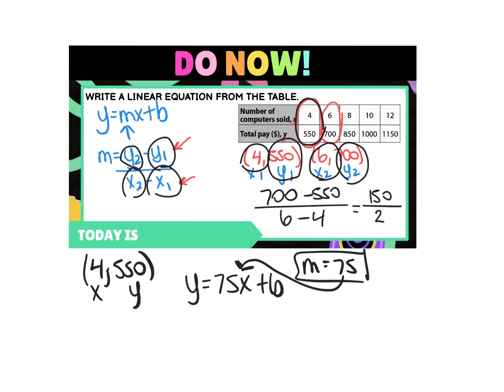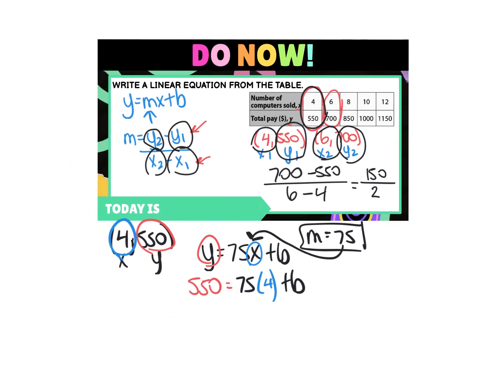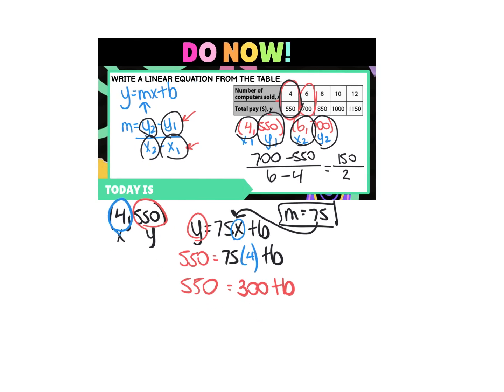Then we're going to take our y and replace it with 550. Substitute. Y comes out. 550 goes in. Then we keep our 75. Instead of our x, we're going to replace it with a 4. And then plus b. We know parentheses means to multiply, so we have 550 equals 75 times 4 is 300 plus b.